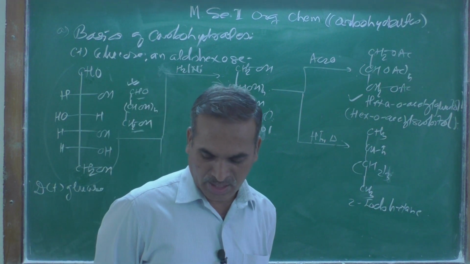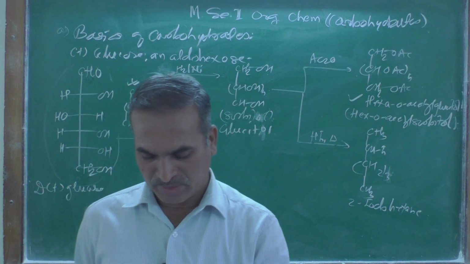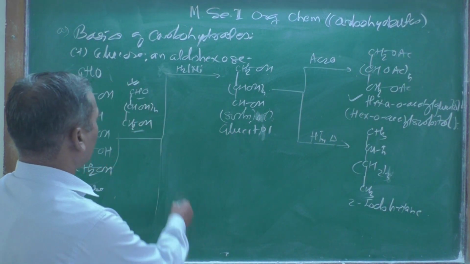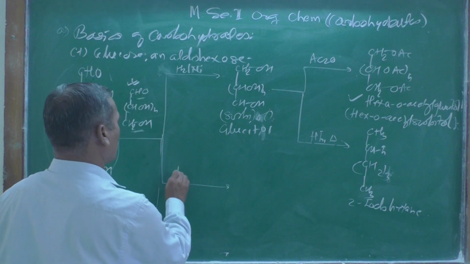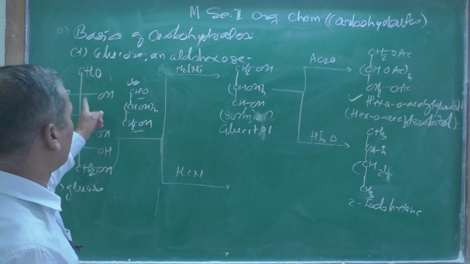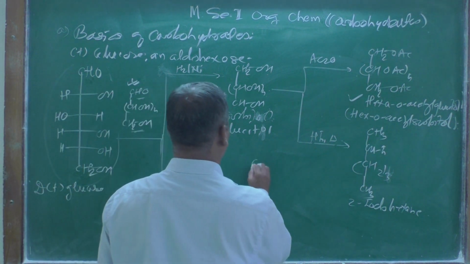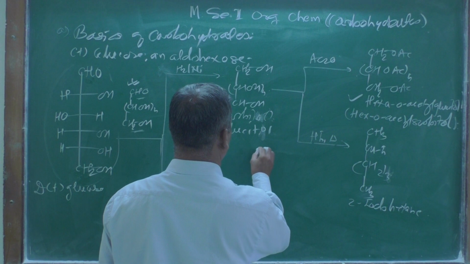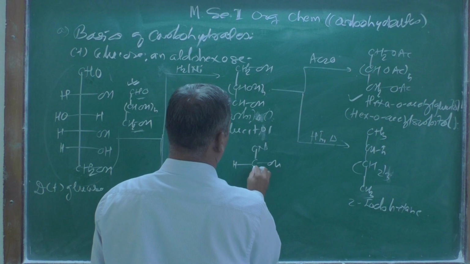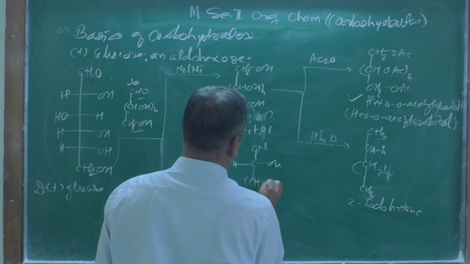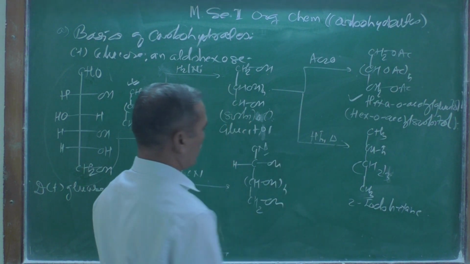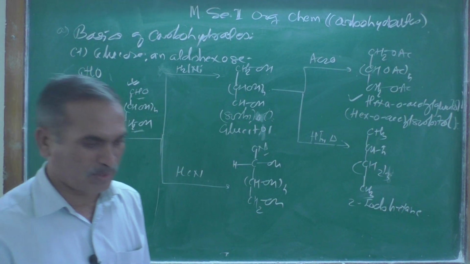These are the compounds we get over here. Now one more: if glucose is treated with hydrogen cyanide, HCN, what is going to happen? Again a cyanohydrin derivative is obtained. You can write CN, then OH, H, then CHOH four times, and then CH2OH. One more carbon atom is added; that is called a step-up reaction.